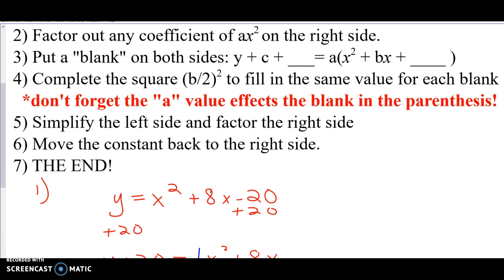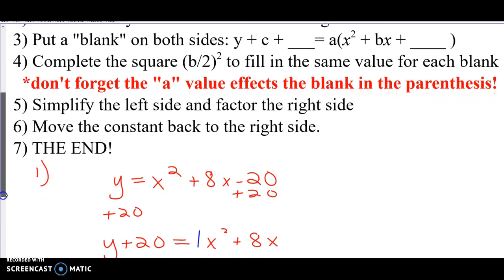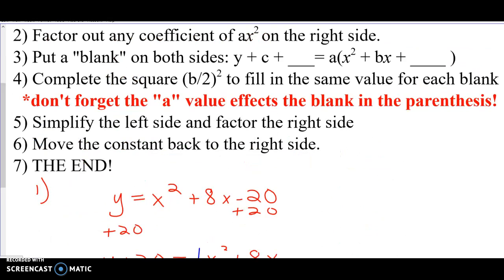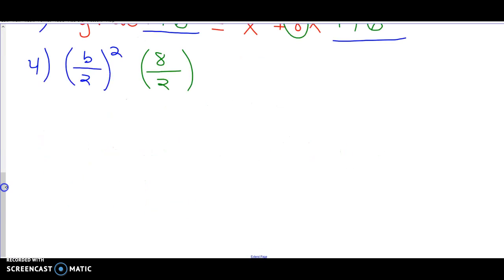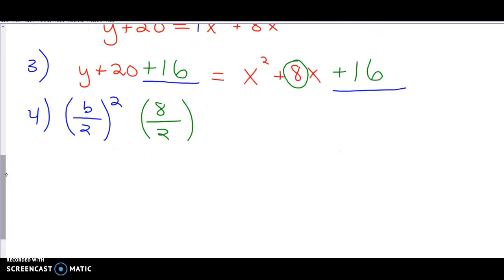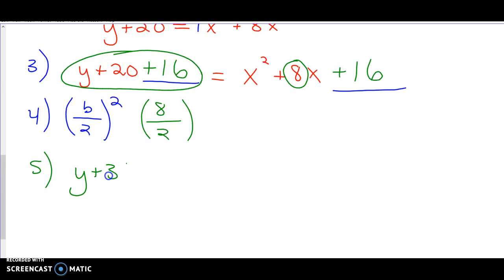Okay, so step 5: simplify the left side and factor the right side. So when we go back down here now, what is y plus 20 plus 16? Y plus 36. Y plus 36 equals, and now it says to go ahead and factor the right side.